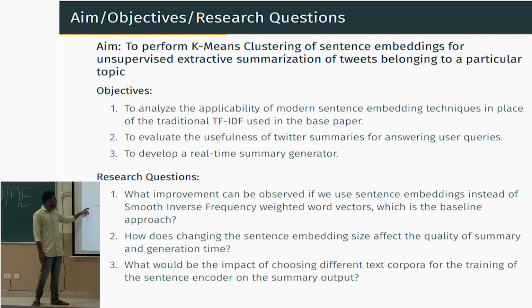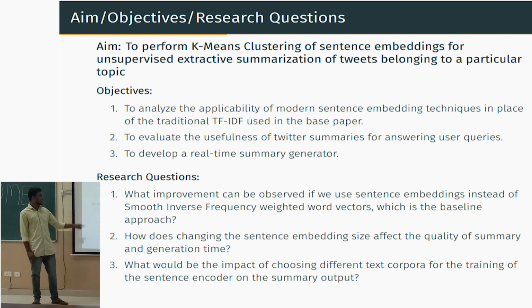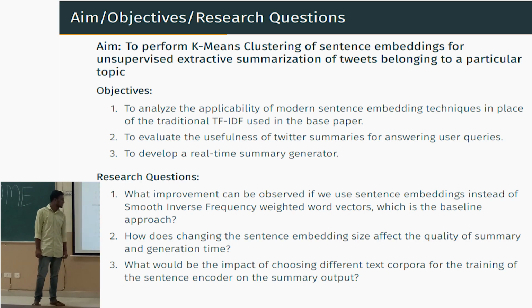And the research questions are as follows. In the baseline approach, we are using smooth inverse frequency weighted word vectors. We want to see what improvements can be observed if we use sentence embedding instead of the baseline approach. Second, how does changing the sentence embedding size affect the quality of the summary and the generation time? And the third research question is what would be the impact of choosing different text corpora for the training of the sentence encoder on the summary output.